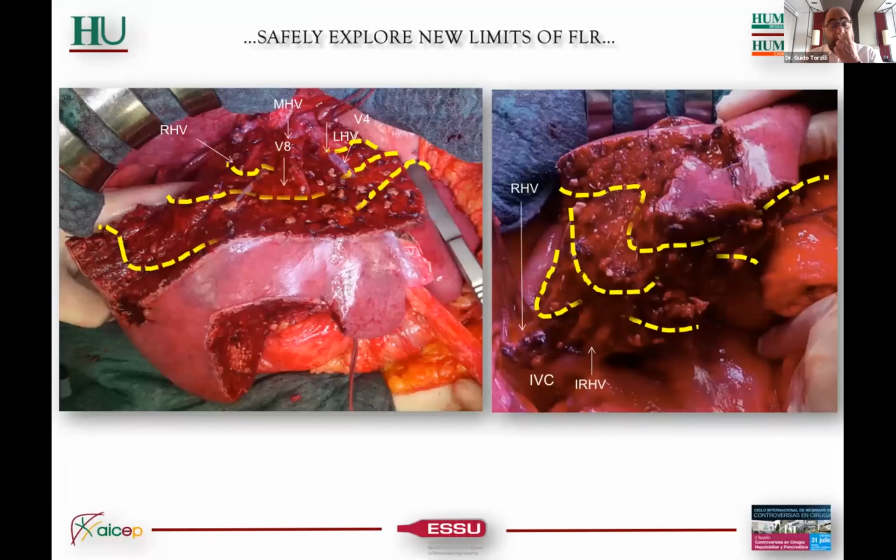Definitely, concluding, R1 vascular for me is yes. R1 parenchymal, I fully agree, should be avoided.